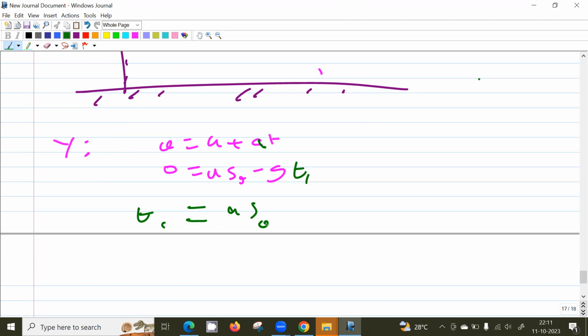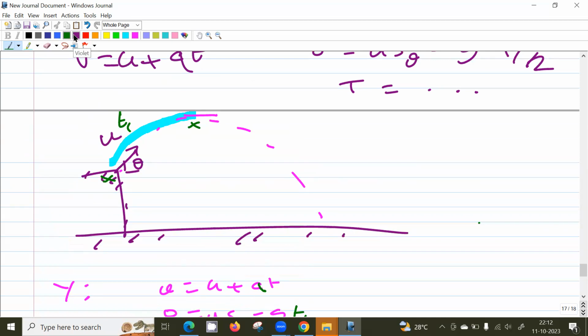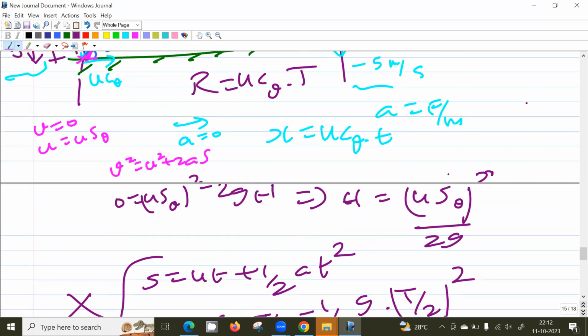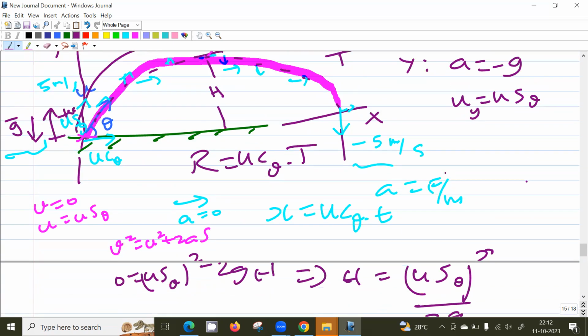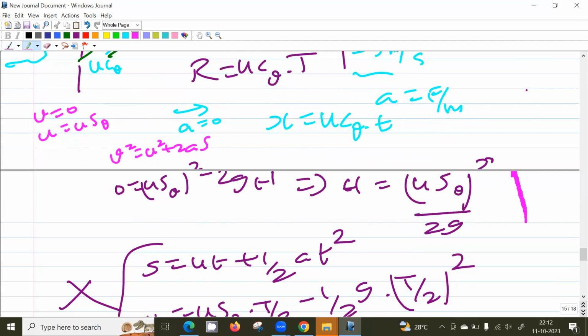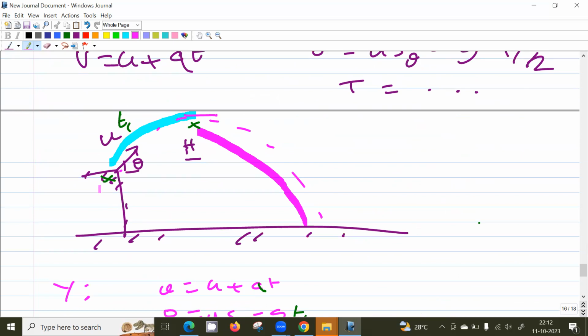Given as u sine theta by g. And then the next part, T2, that is with this part of the motion. That T2 I can get from this first part. I can also get the height h from here to here, this height h. Okay, so using this previous formula, using this formula, I can get h, using u square sine square theta by 2g. So that h is known, and this height will be given in the question.